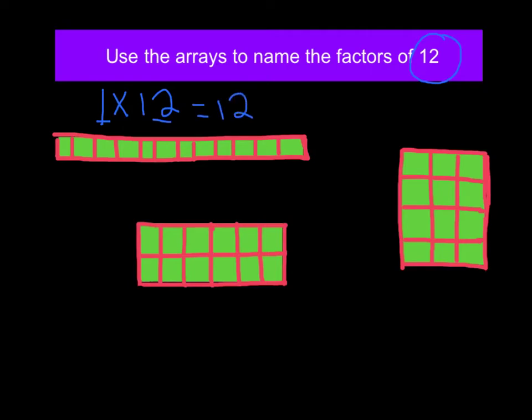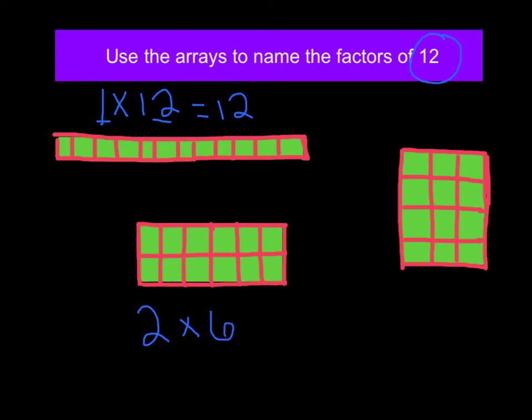Let me look at my next array. I have 2 rows. So I know my first factor is going to be 2. Now let me see how many are in each row. 1, 2, 3, 4, 5, 6.